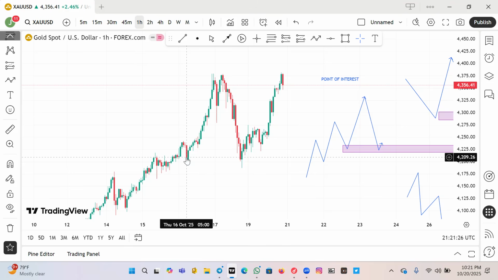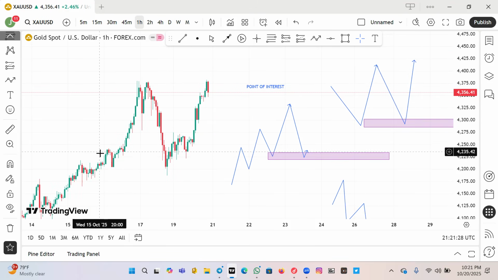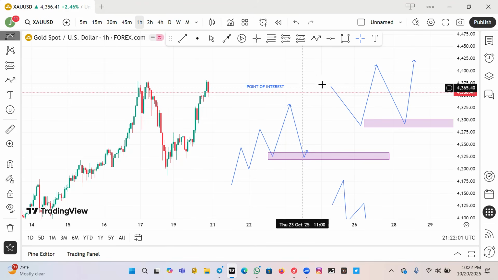Before I talk about how we mark out our zone, you must remember that if you want to get the accurate structure of the market, the best time frame to mark out your break of structure is the H1 time frame. This is what I've been doing and I've been getting results. So the best time frame to mark out your break of structure is the H1 time frame. Now, this is a break of structure. Do not forget that our topic is point of interest, but I just want to let you guys know how to go about it.